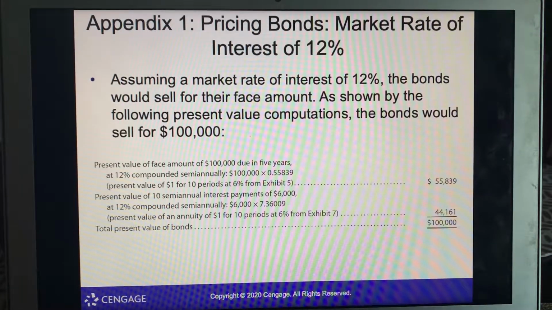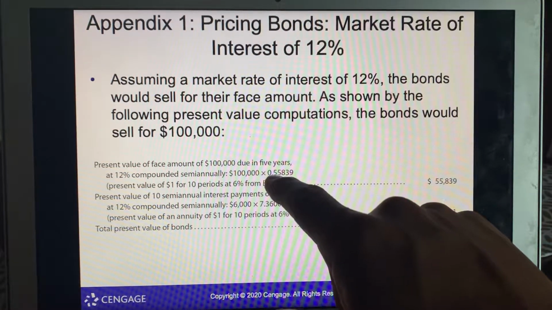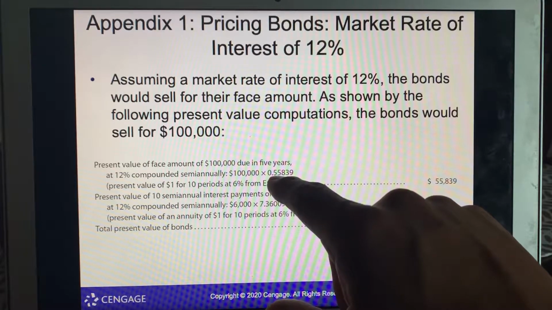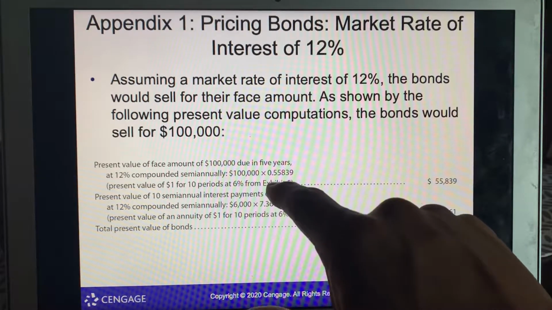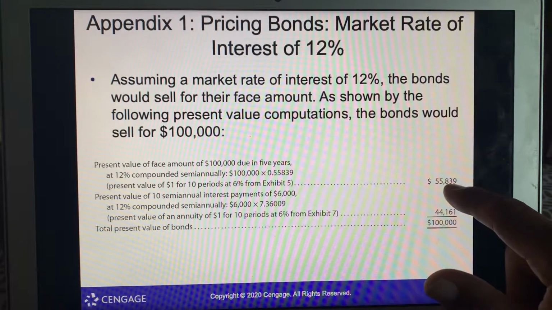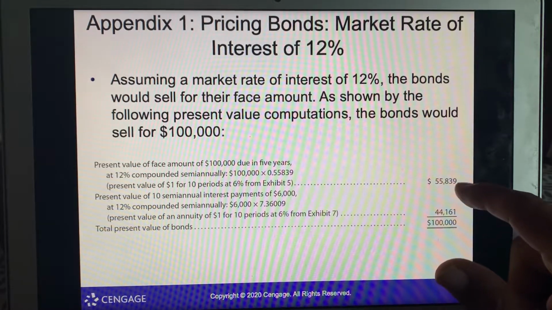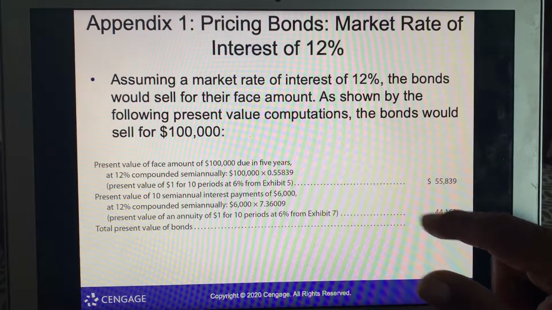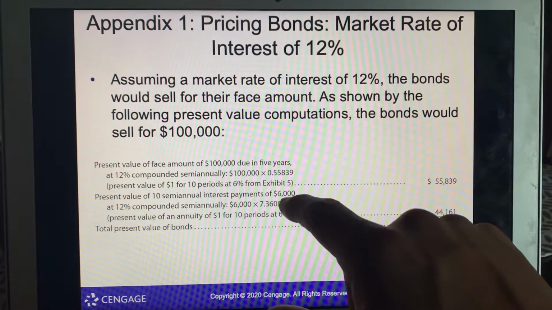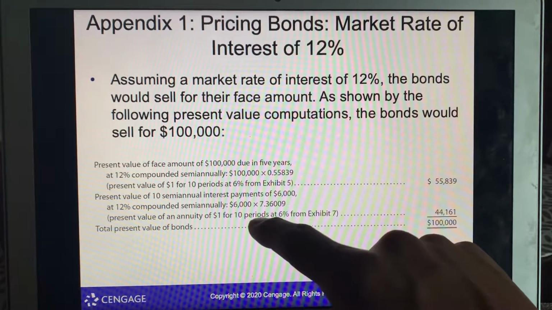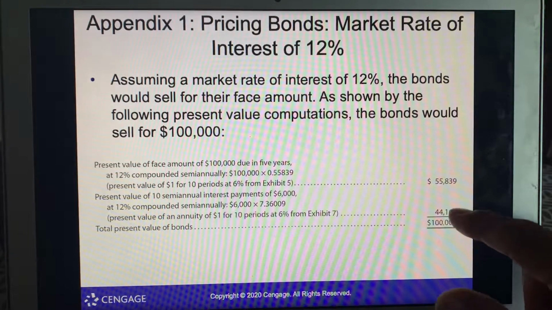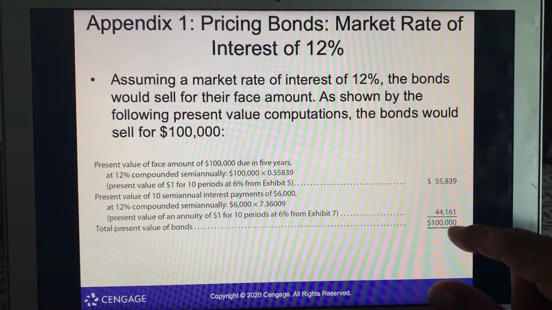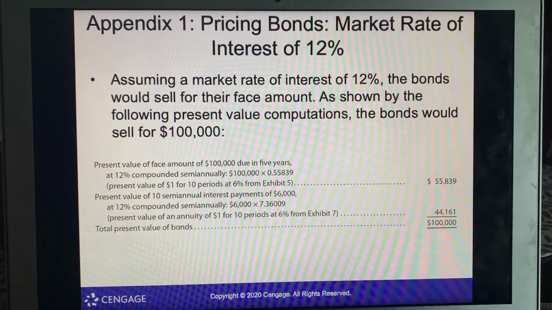Okay, so here's what it will look like. We're going to go $100,000 times 0.55, and by the way, this was in the table, 12%. So the present value of $1 for 10 periods at 6% from Exhibit 5 will be $55,839. Okay, and then 10 semi-annual interest payments of $6,000. Present value of $1 for 10 periods at 6%, Exhibit 7, is $44,161. So that totals $100,000. So keep that in mind.